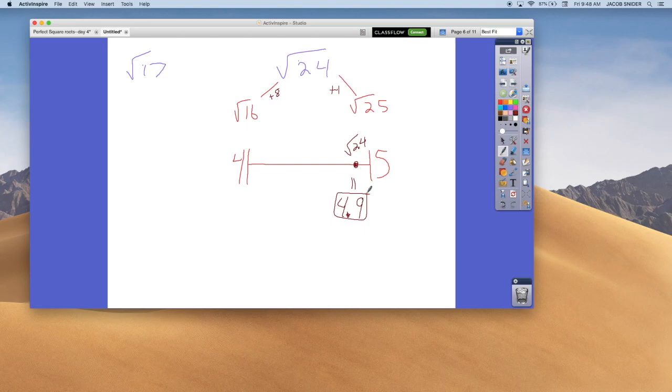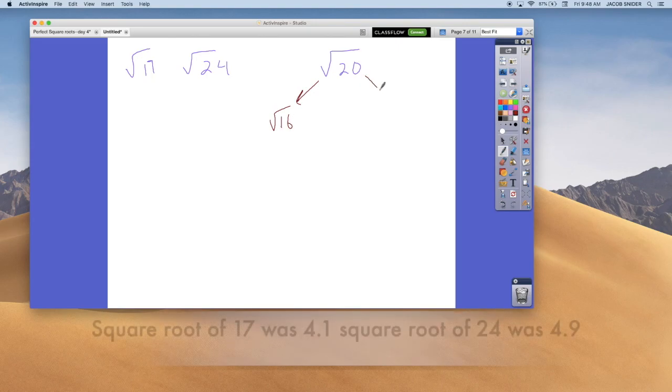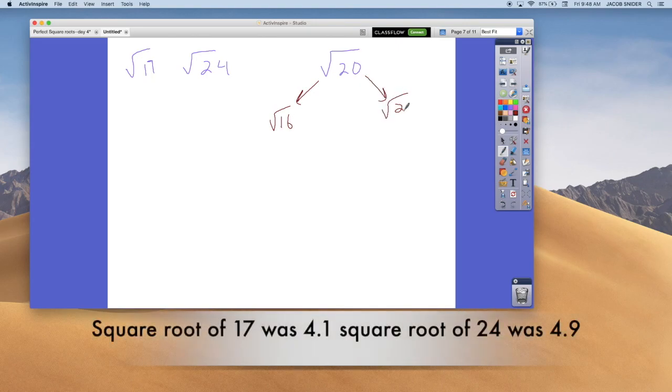Let's do one more in this same area. Okay, now I have the square root of 20. The perfect square below it is the square root of 16. The perfect square above it is the square root of 25. Once again, we have 4 over here. We have 5 over here. Let's do our number line in the middle.